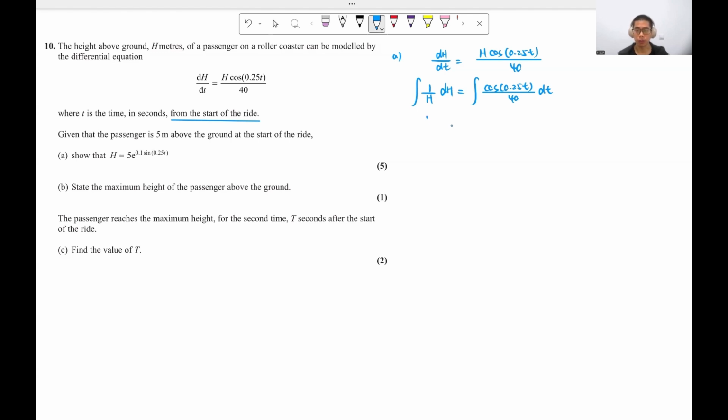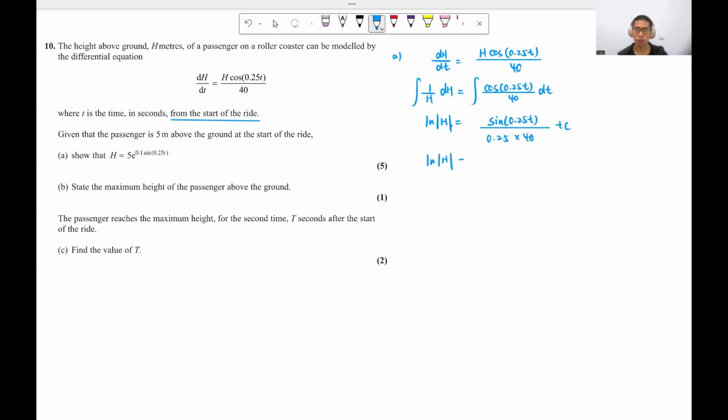Then 1/h integrates to ln h. Cos will integrate to positive sine, so sine of 0.25t. Because this is just a linear expression, we only need to divide by the coefficient of t, in this case 0.25. So 40, just the coefficient still the same, so just over 40 in the denominator, plus c.